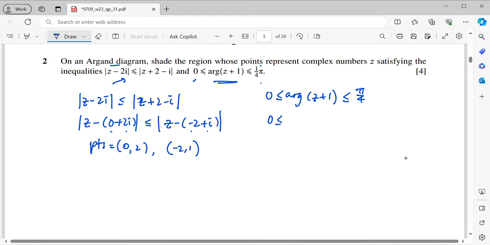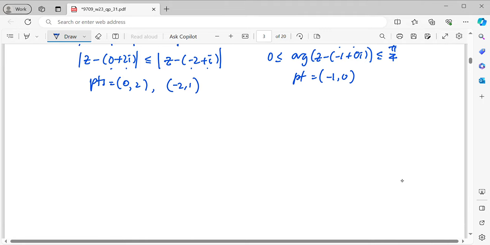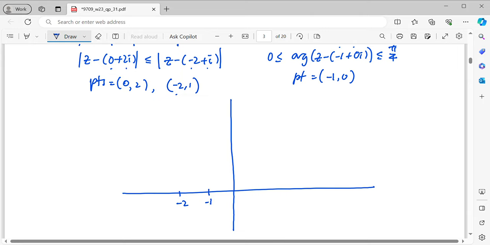Now here I have to write it is 0 less than or equal to argument of z minus minus 1 plus 0i, so that I will get the reference point. So my point here is going to be minus 1, 0, because of minus 1 plus 0i. Okay, so now by looking at this, I need the x to cover up to minus 2. So let's say here is minus 1, minus 2, 0. Then my y values will be minus 2, 2, 1, and 0. So use the same scale, right?